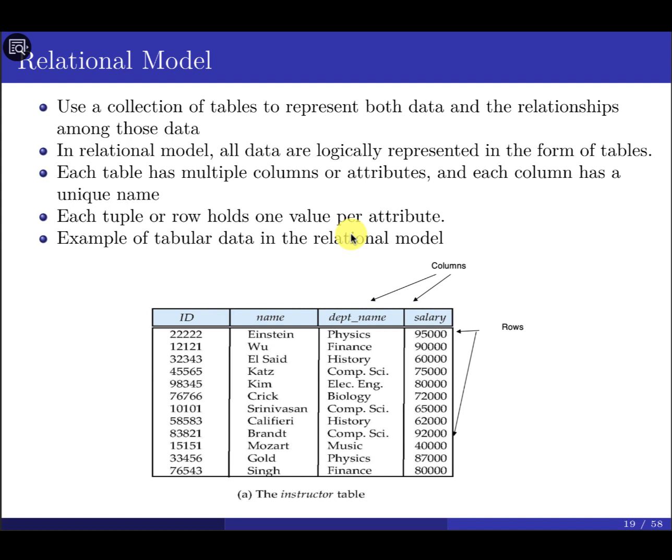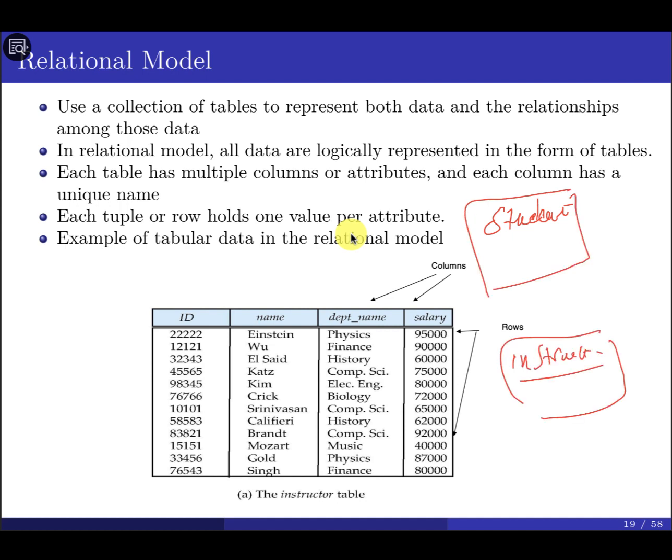For example, assume that we have a student and we have, let's say, an instructor. This is one data and this is another data, okay? And we have a relation between them, say, advice. This is the relationship between two entities, the data here.